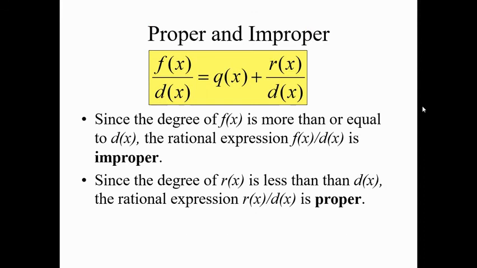These are just proper and improper, these two words. What do they mean? So since the degree of f of x is more than or equal to the degree of d of x, the rational expression f of x divided by d of x is what we call improper. So that's why we do the long division, is to get it into the proper format, okay? So if your remainder is less than your divisor, then the rational expression r of x over d of x is proper.